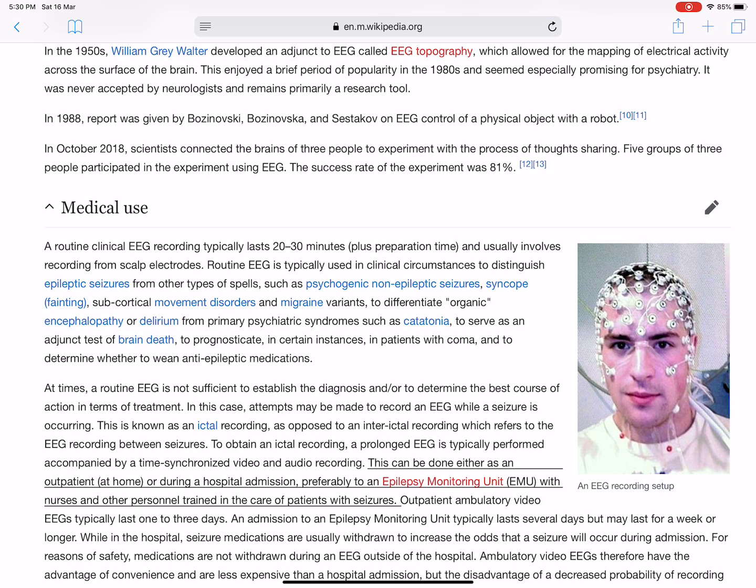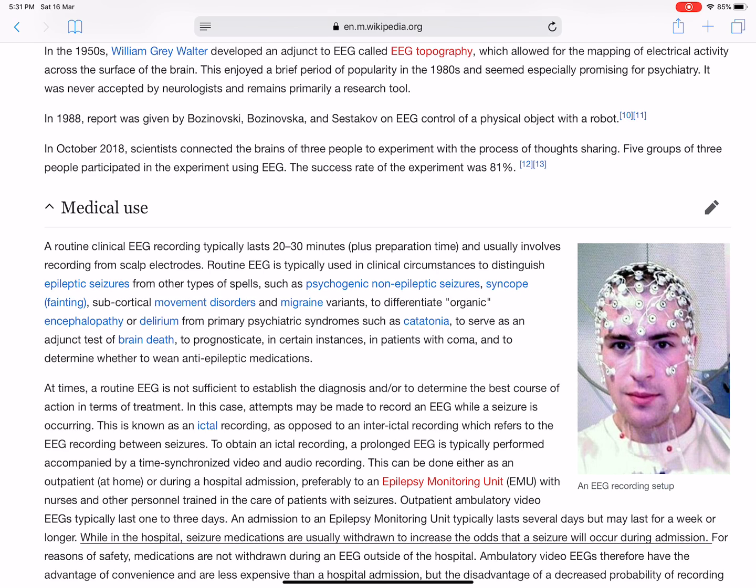This can be done either as an outpatient, at home, or during a hospital admission, preferably to an epilepsy monitoring unit, EMU, with nurses and other personnel trained in the care of patients with seizures. Outpatient ambulatory video EEGs typically last 1 to 3 days. An admission to an epilepsy monitoring unit typically lasts several days but may last for a week or longer.